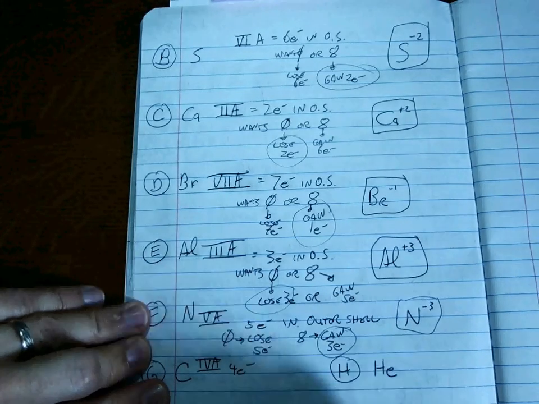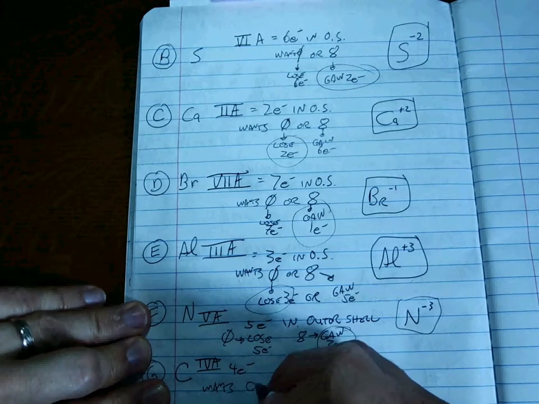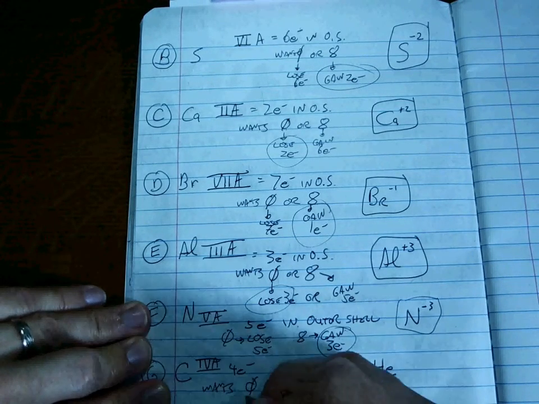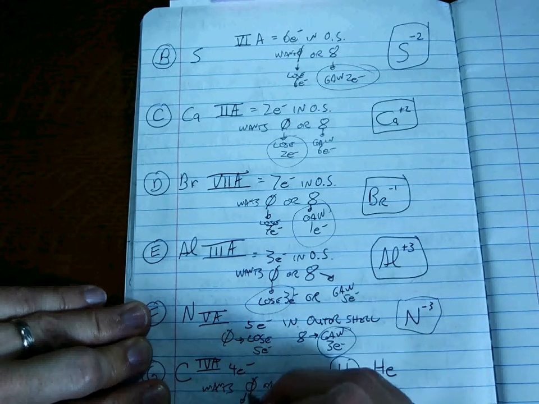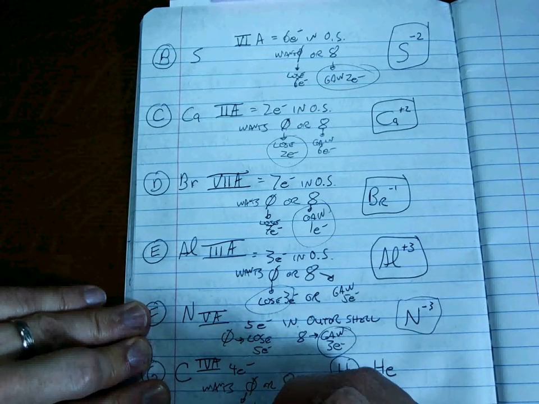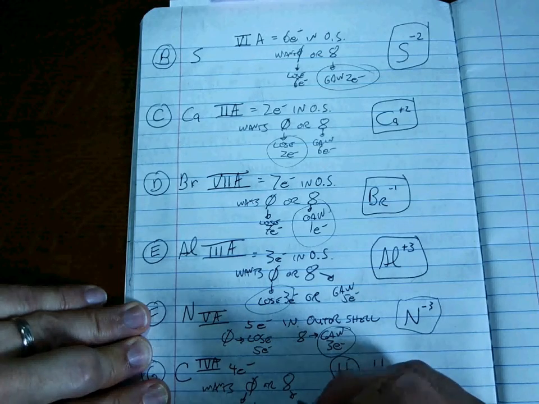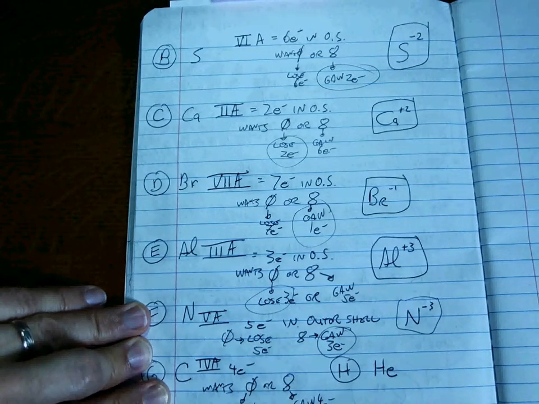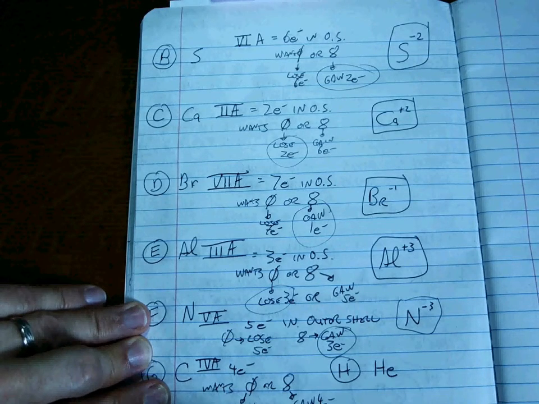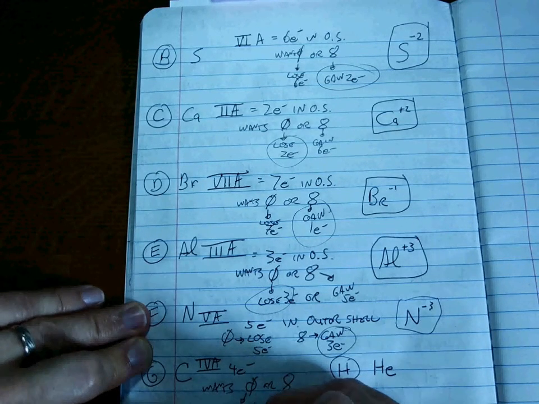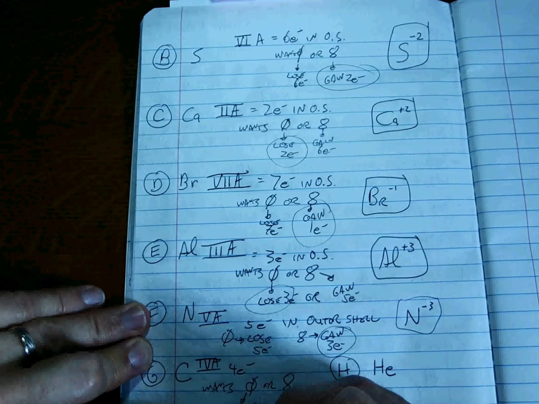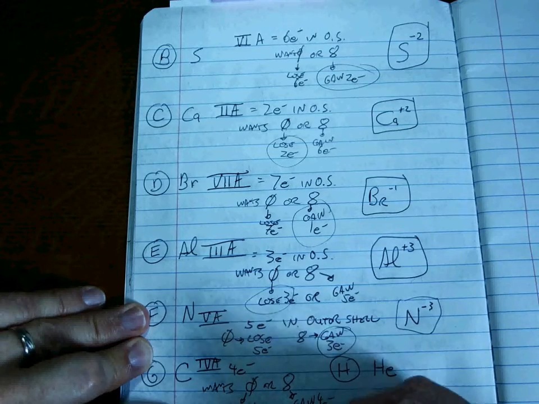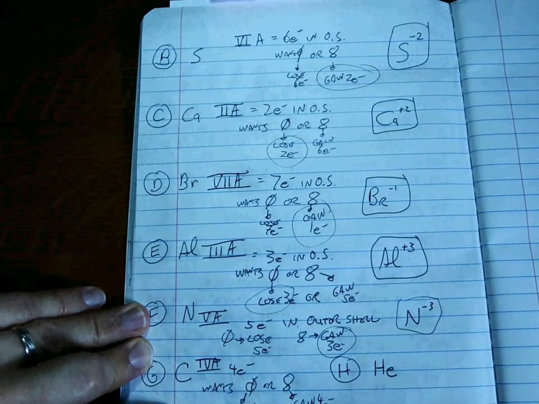Carbon. Carbon is in group 4A. 4 electrons. It wants 0 or 8. Okay? To get to 0, you'd lose 4. To get to 8, you'd gain 4. There's no advantage either way, which means it could make either ion. It could make a carbon plus 4 or a carbon minus 4. It all depends on what it's reacting with.